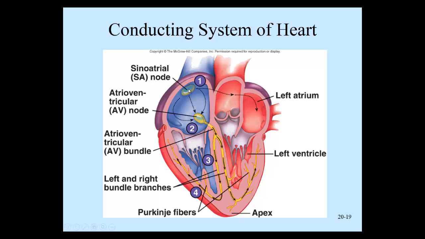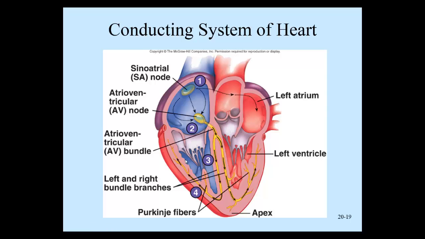Some people have a dysfunctional SA node and other parts of the conduction pathway take over. If it goes down to the level of the AV node and that is still functional, we're going to see a heart rate of about 40 to 60. But some people, due to heart muscle damage, might find that only the ventricles and the lower part of the conduction pathway are functioning, and in that case, they're going to have a really low heart rate of about 34 to 40 beats per minute.